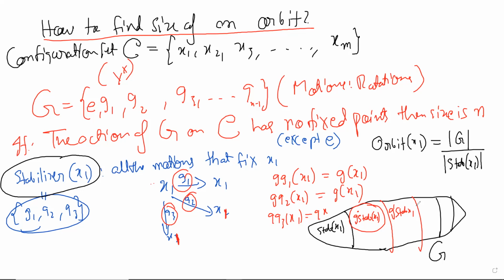So basically, how many parts are there? That will be the number of places x1 can go to. And how many parts are there? G divided by stabilizer of x1, because each part has size stabilizer of x1. So does that make this formula understandable? Okay, it's clear to other people also. Okay, good.